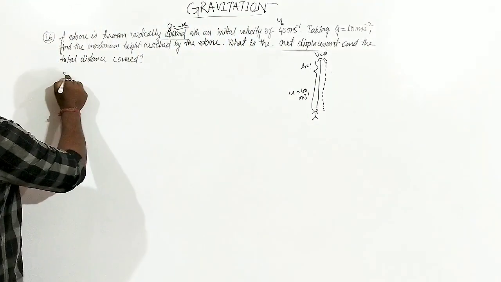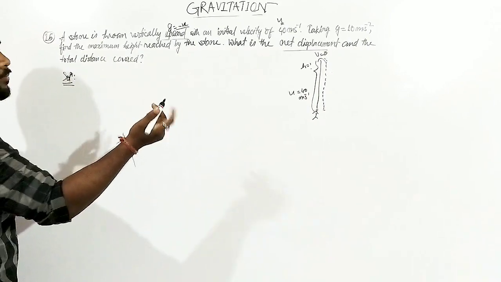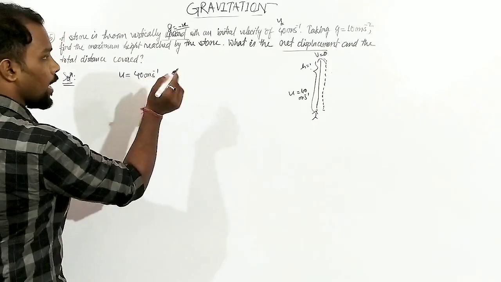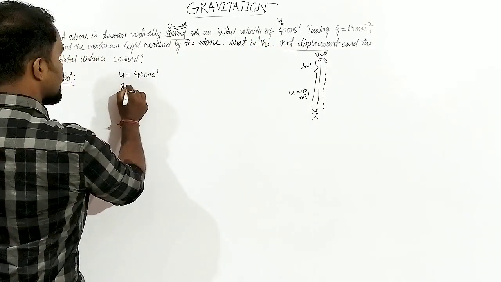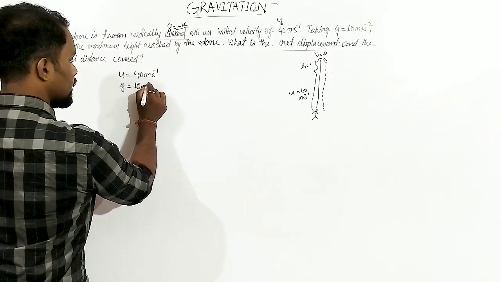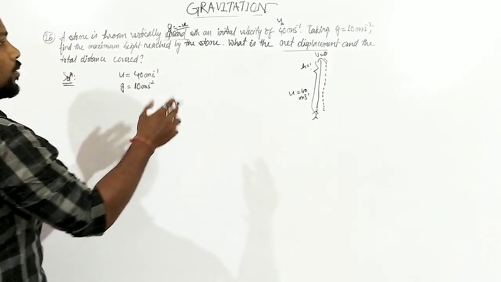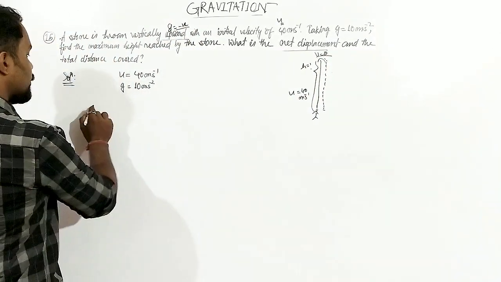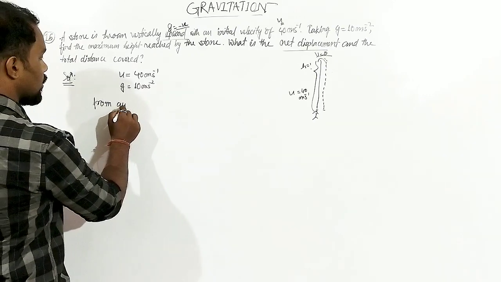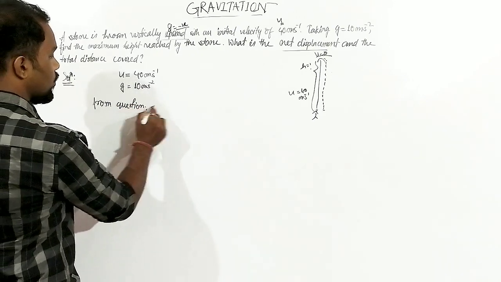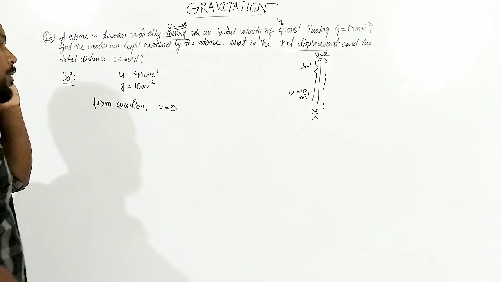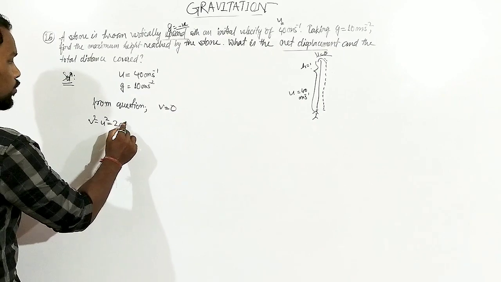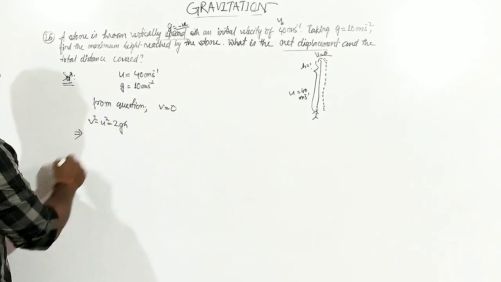So first, we will write down what is given. Given u equal to 40 meter per second, and the g value is given, g equal to 10 meter per second square. And we have to calculate the height. So again, V equal to 0, from the question. Now we are going to use the formula. What is the formula? V square minus u square is equal to 2gh, right? So here V is equal to 0.